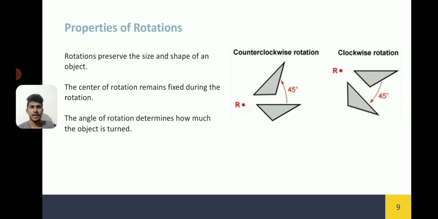Properties of rotation. Rotation preserves the size and shape of an object. The center of rotation remains fixed during the rotation. The angle of rotation determines how much the object is turned.